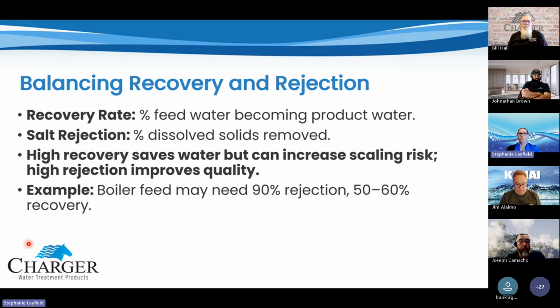If we're trying to get really high quality water for a critical application for a customer, that's where we'll focus on the TDS reduction and having multiple of those in series. For example, a boiler feed, you have to have really high quality water. Might need 90% rejection, but the recovery is going to be a lot lower.